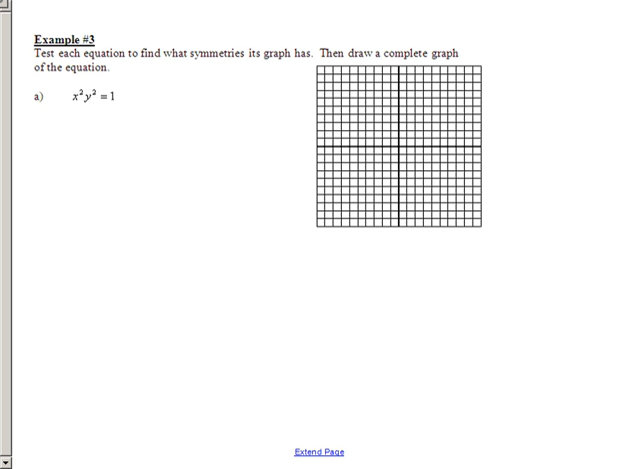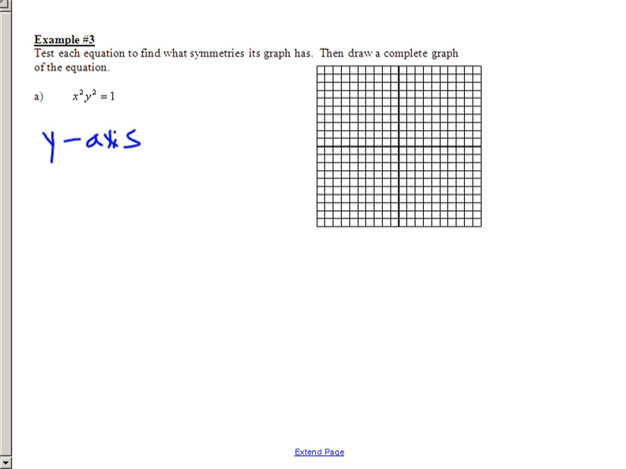Test each equation to find what symmetries it has, then draw a complete graph. I probably shouldn't have had you draw a complete graph. They give you the pictures in the book, but I think this isn't bad for us to think about what's going on when we look at something like this. First of all, if we plug in -x in for x, we get the exact same thing back out. And if you plug -x in for x and get the same thing back out, it's symmetric about the y-axis. So it has y-axis symmetry.